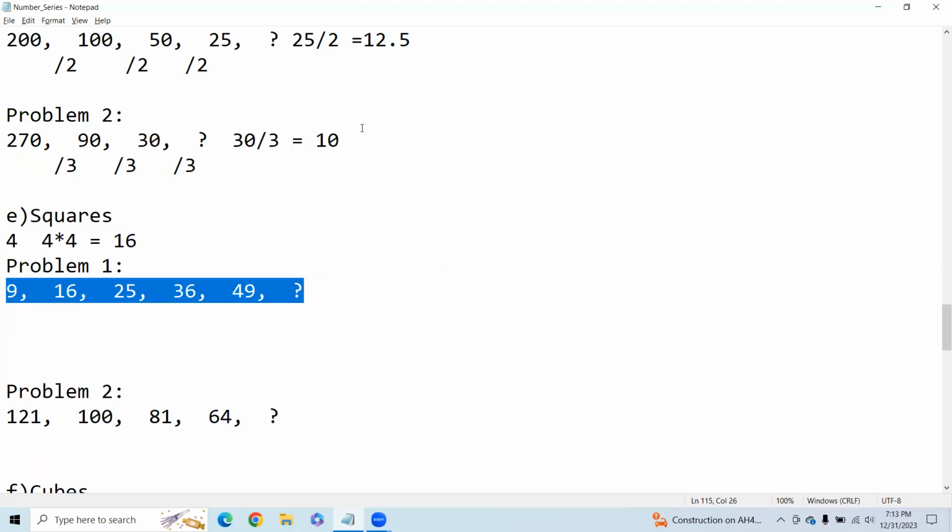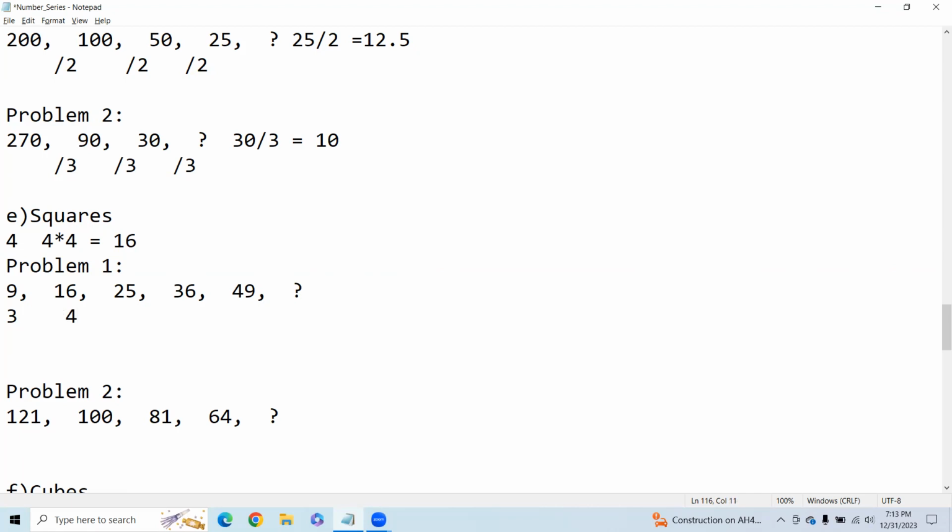So let's look at the problem 9, 16, 25, 36, 49, question mark. If you know the squares orally from 1 to 30, when you look at these numbers, you will get to know that those are squares. 3 square is 9, 4 square is 16, 5 square is 25. So can we see that every time we are increasing the number by 1 and doing the square of it.